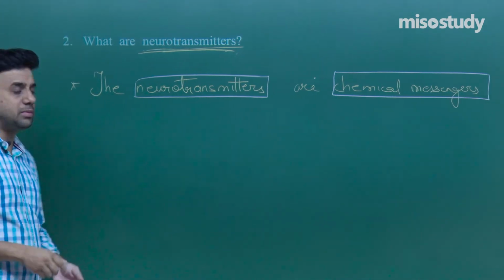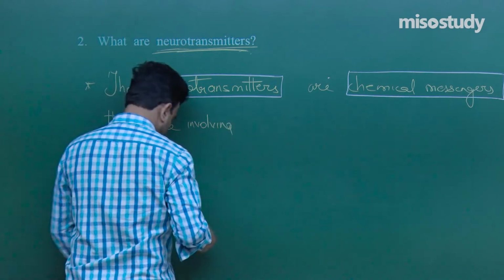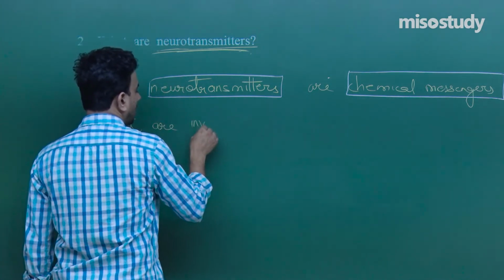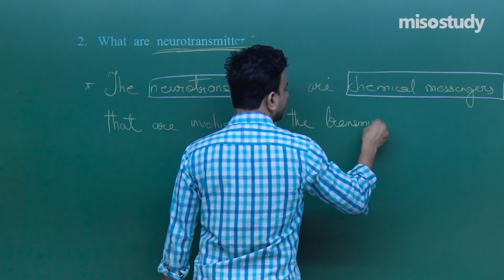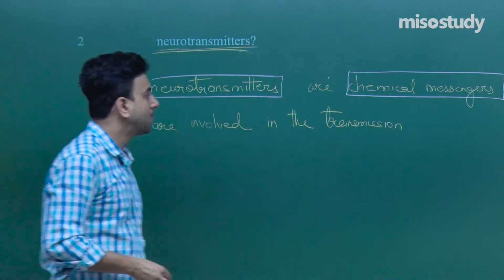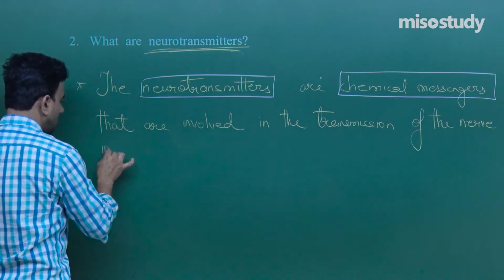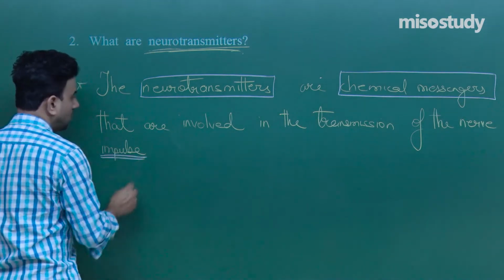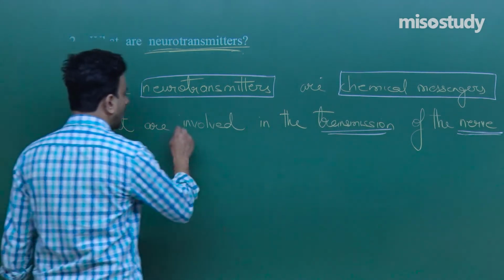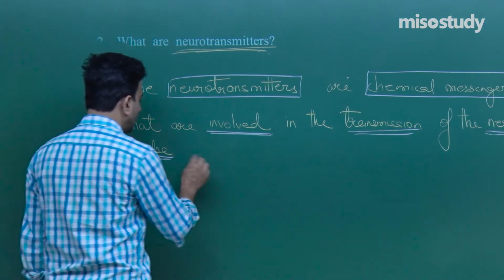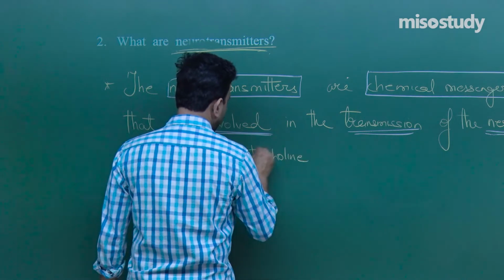The neurotransmitters are chemical messengers that are involved in the transmission of the nerve impulse, and the best example for this will be acetylcholine, which is generally called ACH in the abbreviated form.